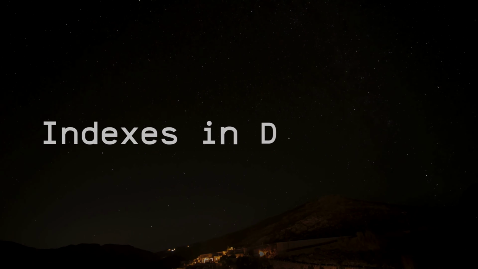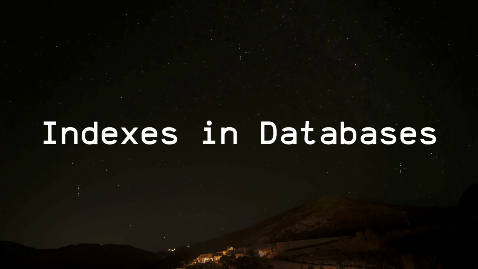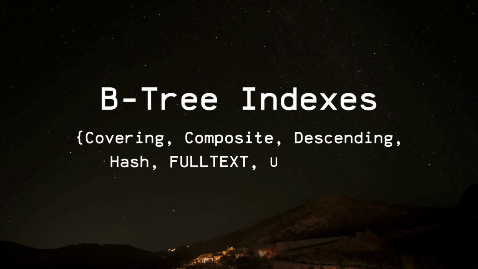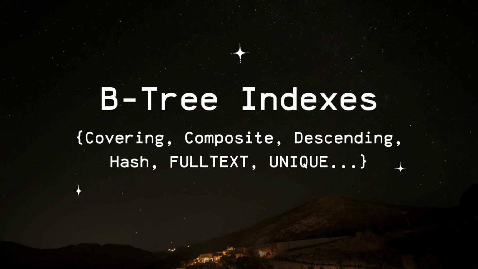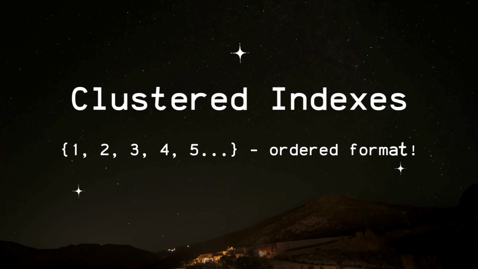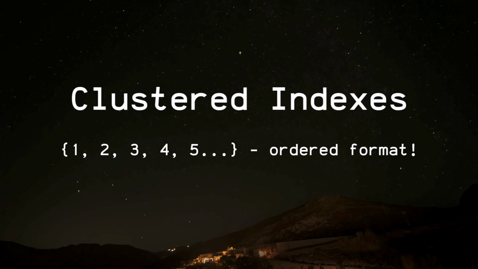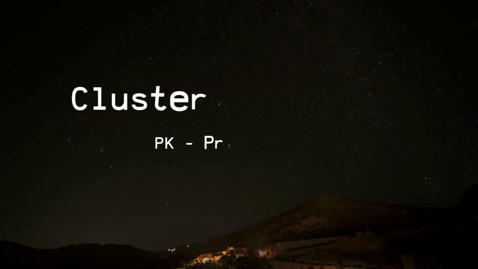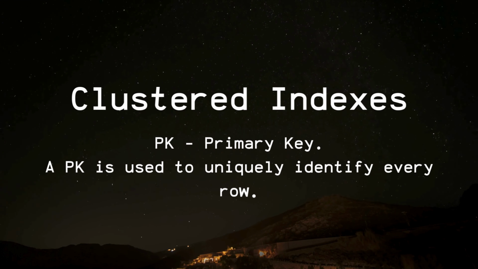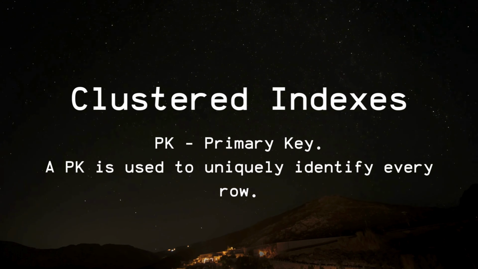Indexes in database management systems come in a variety of flavors, and B-Tree indexes have multiple types too. They can be covering, composite, descending, clustered, or take other forms. In the database world, a clustered index is an index that stores the raw data of a table in an ordered format. Some database developers refer to clustered indexes as primary keys or vice versa, and a primary key is indeed a typical use case of a clustered index.